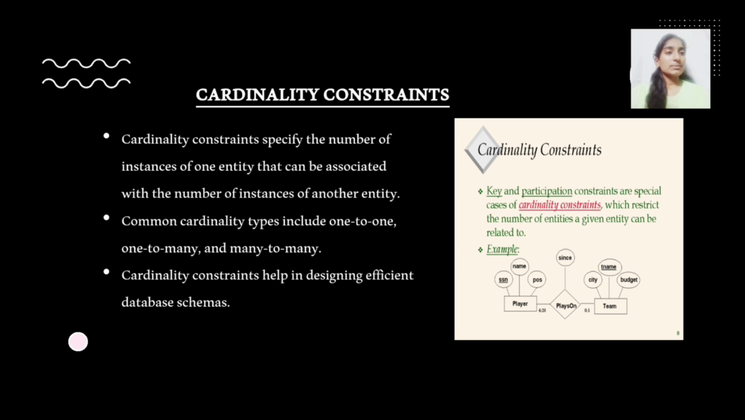Key and participation constraints are special cases of cardinality constraints which restrict the number of entities a given entity can be related to. And this is the example.